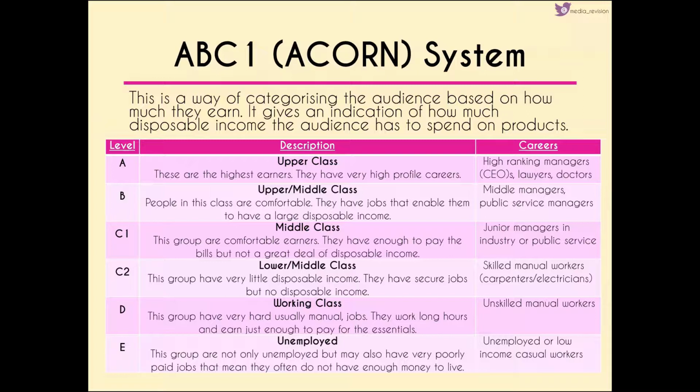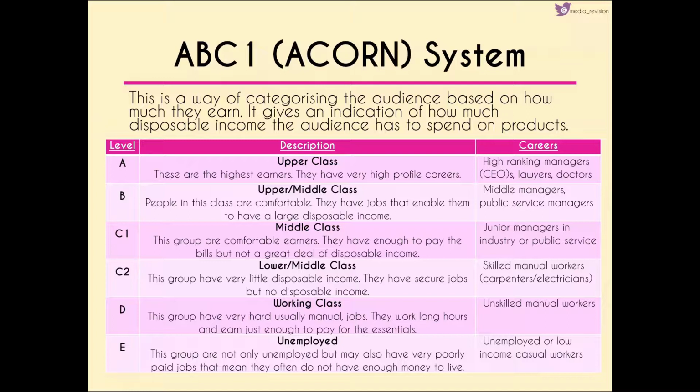The D grade of this system is working class, so they've got very hard manual jobs, they work long hours and have just enough to pay for the essentials, so they tend to be unskilled manual workers. And our E level are unemployed, so they're not only unemployed but may have very poorly paid jobs, so they often don't have enough money to live on. So that could be people who are perhaps on low income casual workers, zero hours contracts.